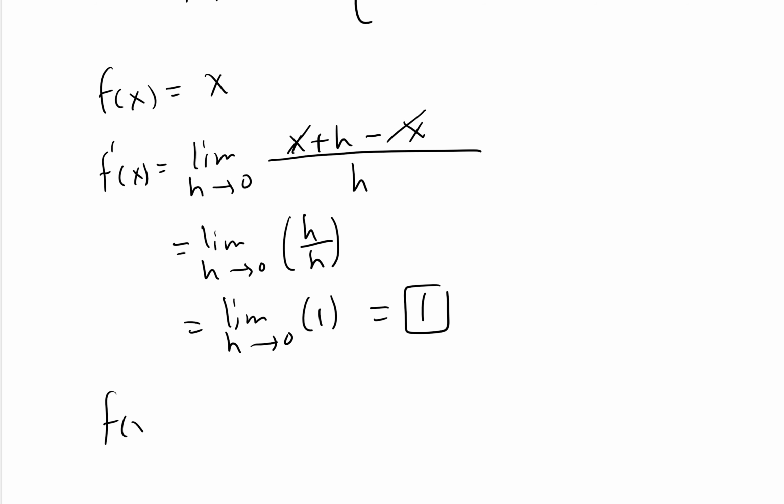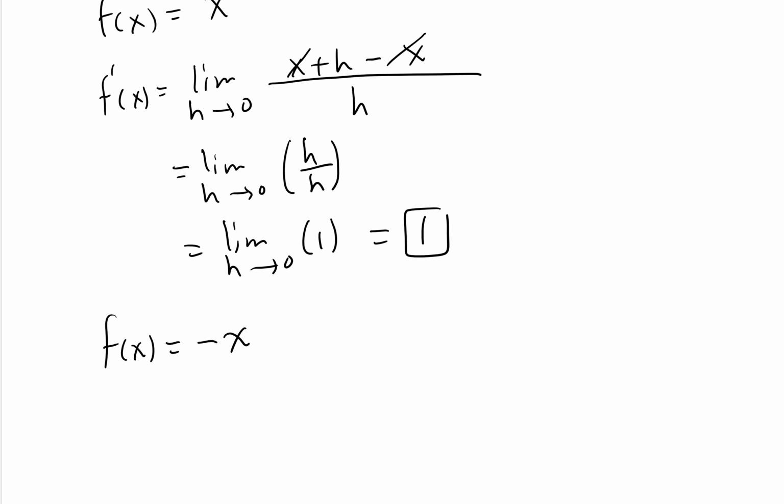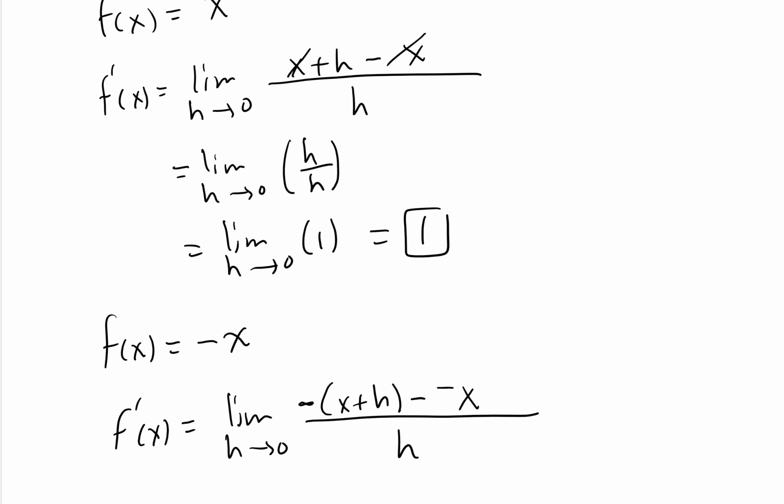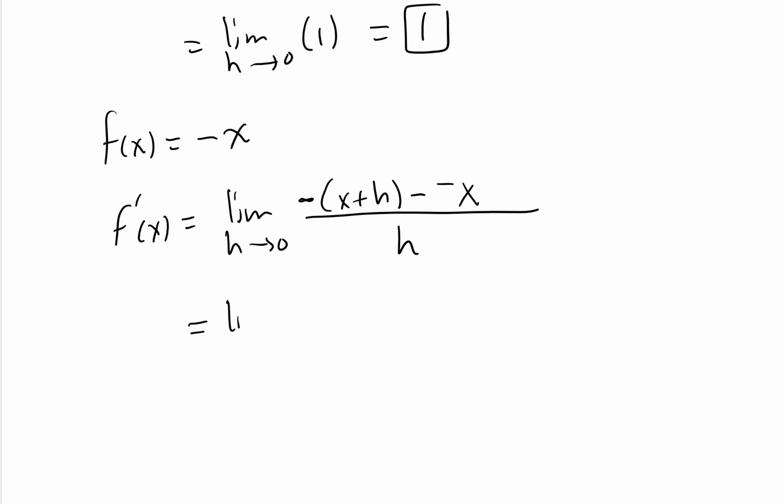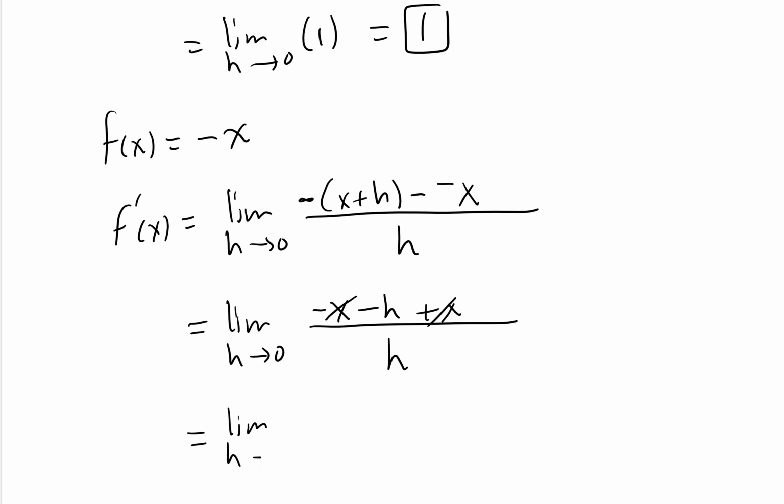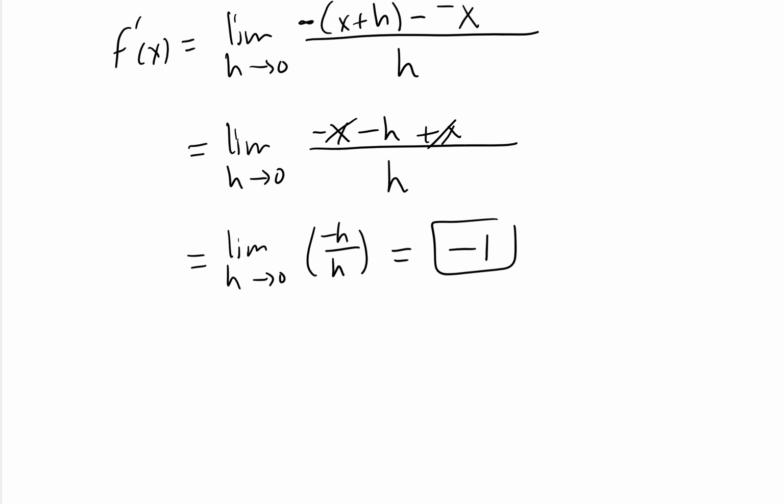And we do the same thing for the other one, f of x equals negative x. F prime of x equals the limit as h goes to 0 of f of x plus h, so we replace x with x plus h, minus the function itself, all over h. This equals the limit as h goes to 0 of negative x minus h plus x all over h. These cancel out. Limit as h goes to 0 of negative h over h. That's negative 1. Notice these two derivatives are not the same. 1 and negative 1 are not the same. So when we found the derivative for x and for negative x, they are not the same.